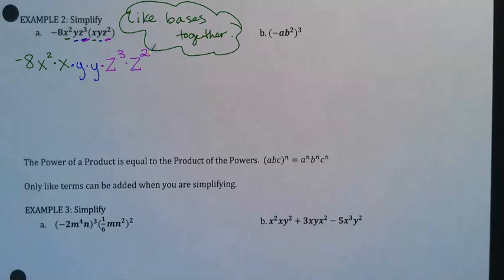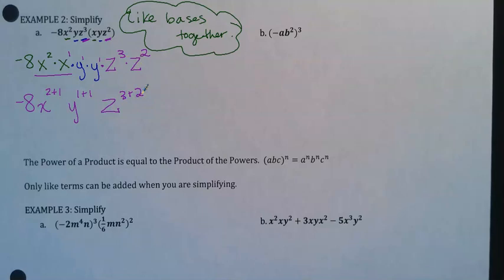All right, so then we've got negative 8. We're going to combine our x's. So we have our same base, so we add our exponents. I'm going to put that 1 up there. So this is going to be 8x 2 plus 1 power. The y, each of these should have a 1, right? So this is the y 1 plus 1 power. And then we have a z 3 plus 2 power.